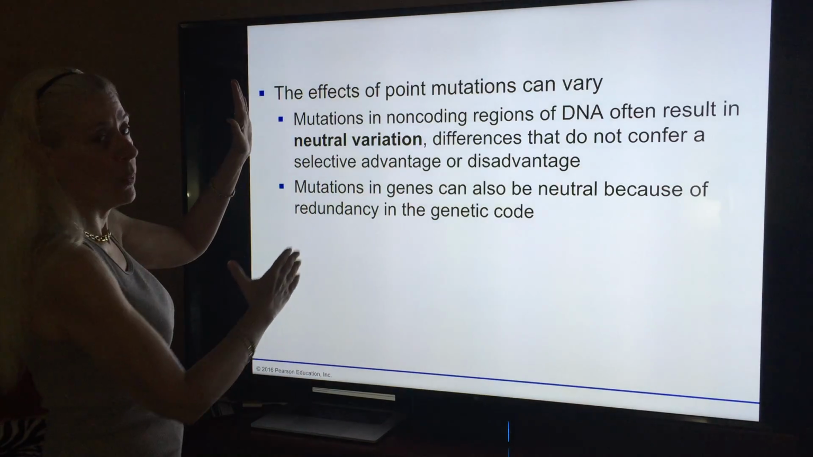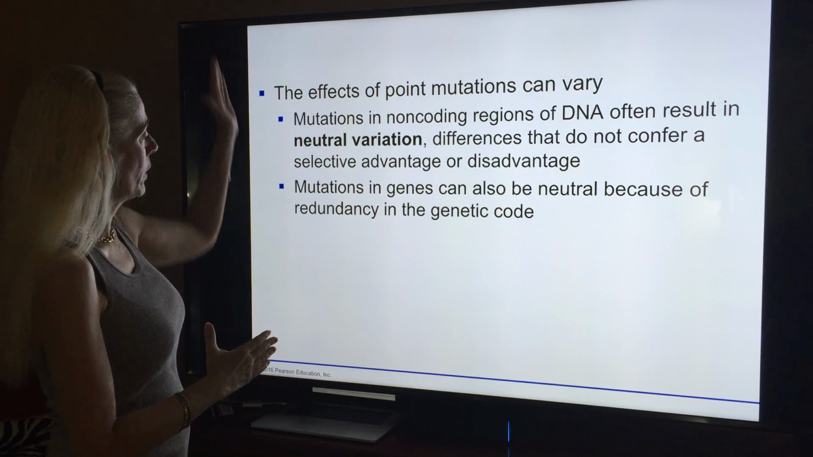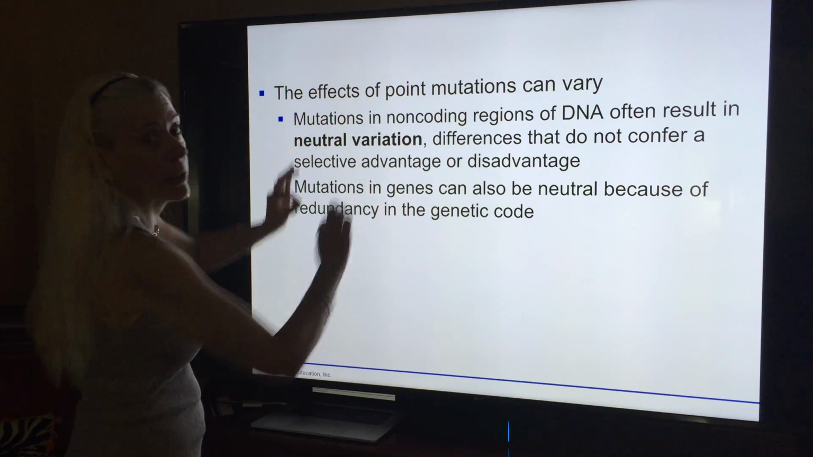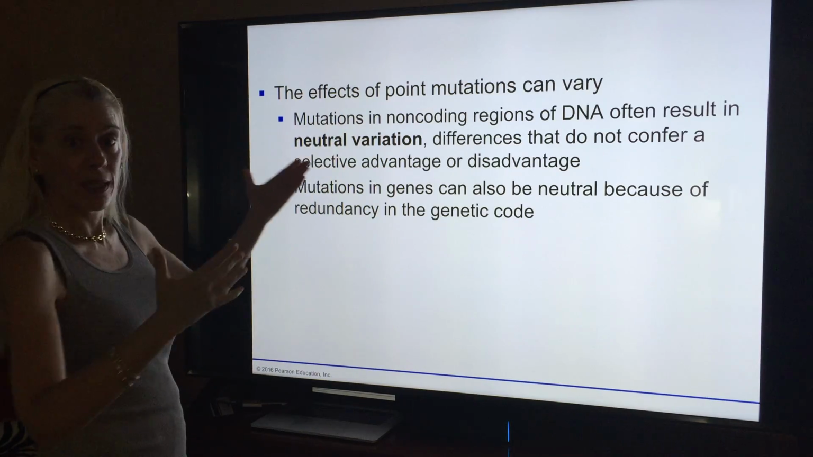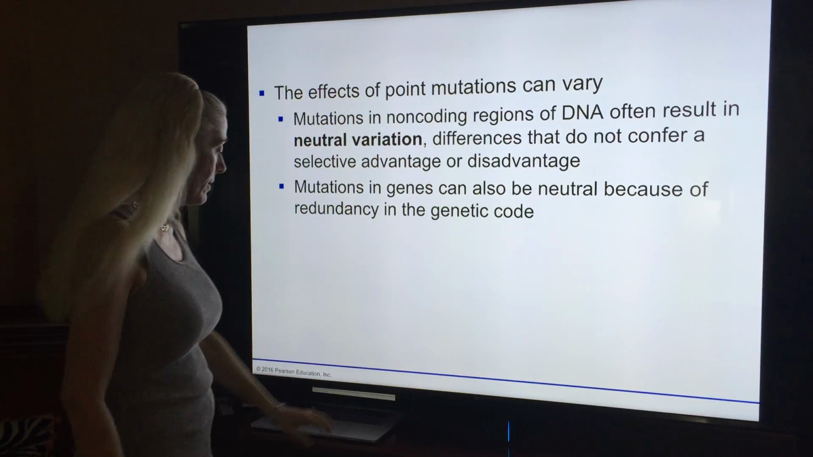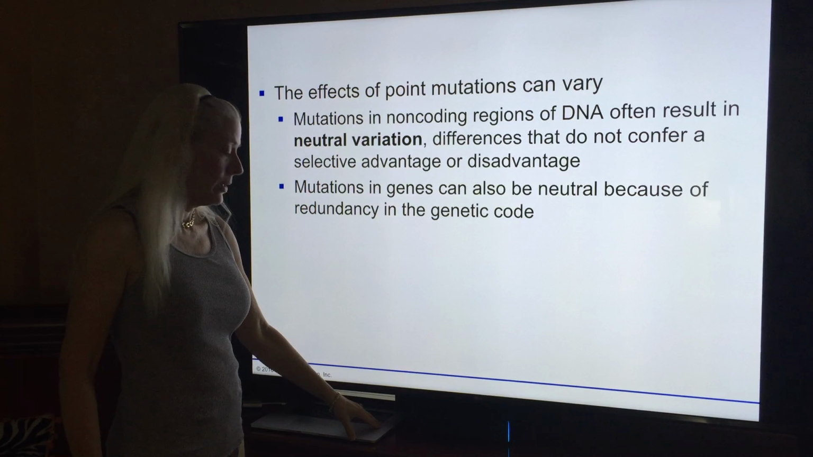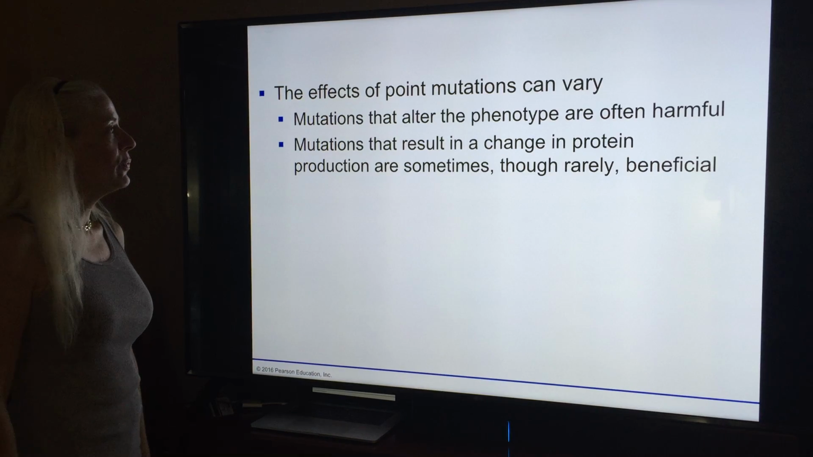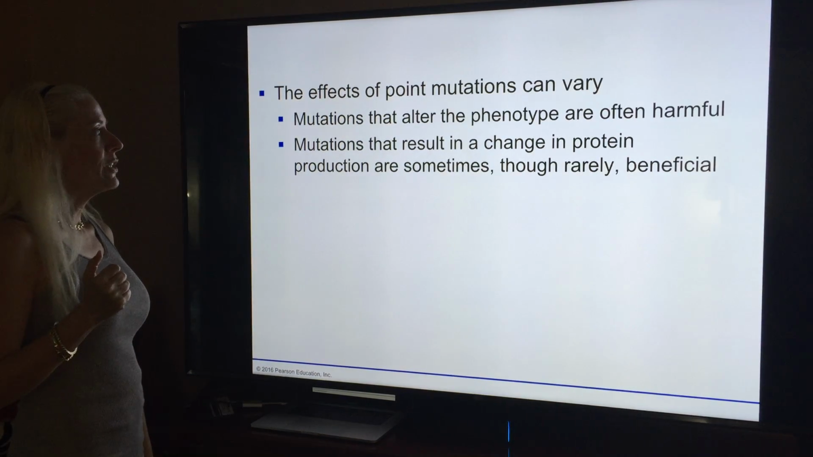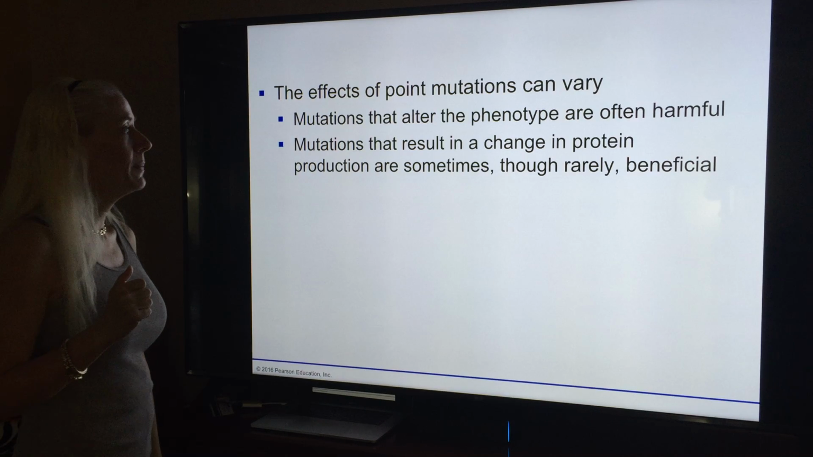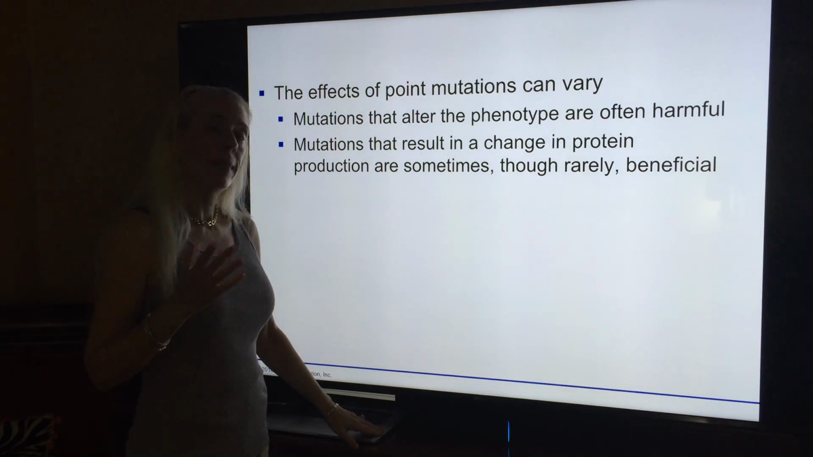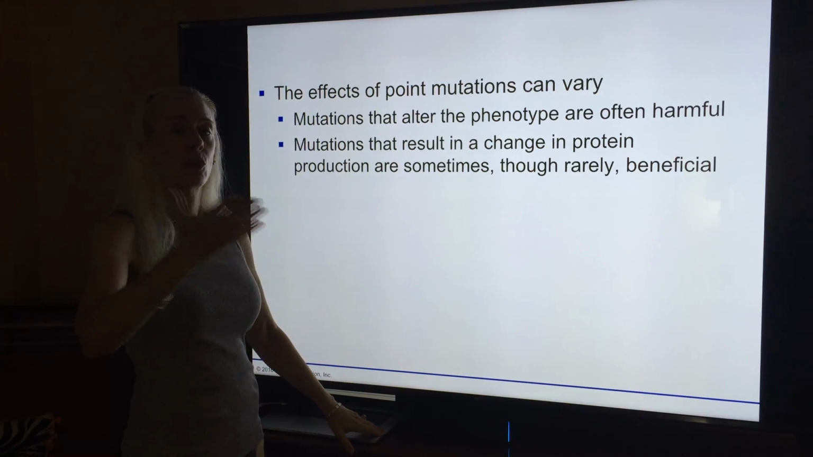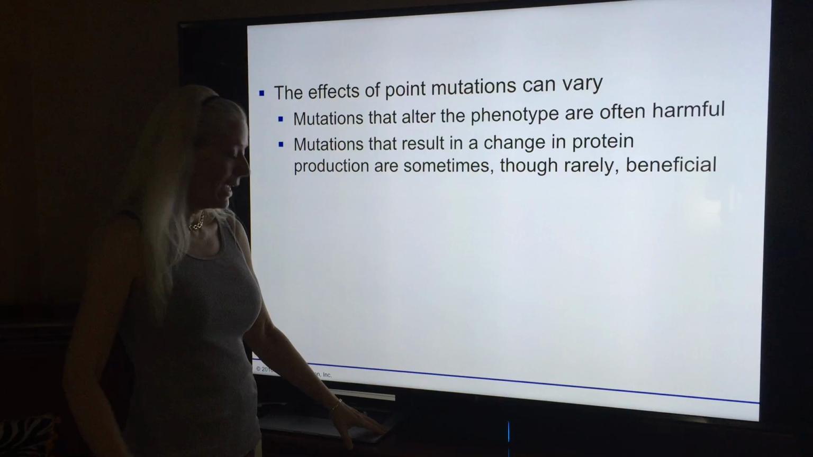Remember when we were looking at our amino acid sequence, what the first one was, what the second one was, what the third one was, then you had to go to the box and look at the line. Sometimes the boxes were bigger than others that coded for specific amino acids. So there's a lot of redundancy in the coding sequence. The effects of point mutation can vary. Those that alter the phenotype are often harmful. Mutations that result in a change in protein production are sometimes, though rarely, beneficial. I'm guessing if they're beneficial, we could probably go back and look at it. Some of you who are going to go study genetics can look at it backwards and see how that became advantageous.